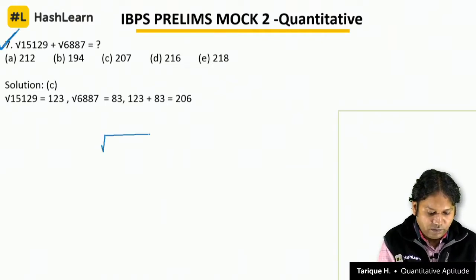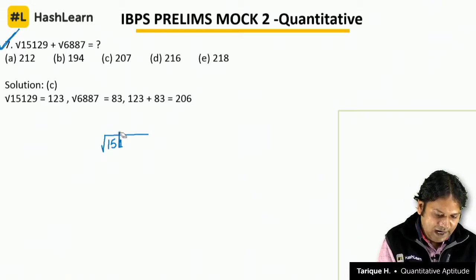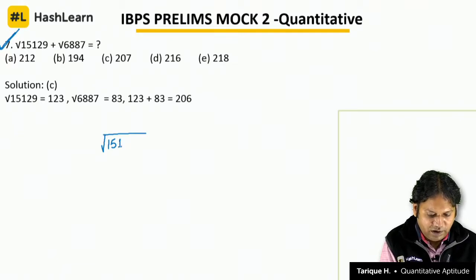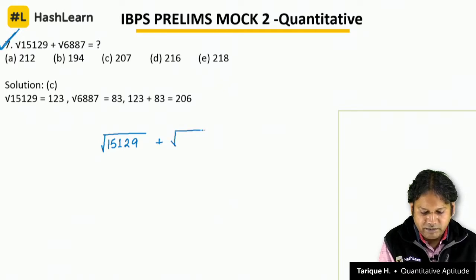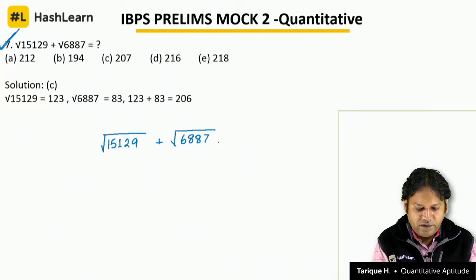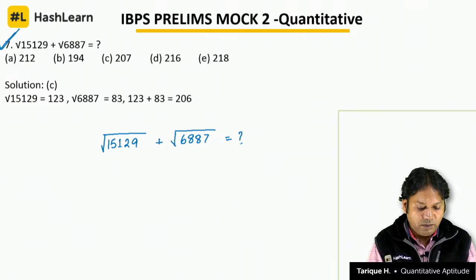Square root of 15129. Okay, so it's a 5-digit number, and we have to find the square root of this number, 15129, plus the square root of a 4-digit number here, 6887. So if you look at these 2 numbers, we have to find the sum. Finding 2 square roots, one a 5-digit number and the other a 4-digit number, in 30 seconds and getting the answer can sometimes be complicated.